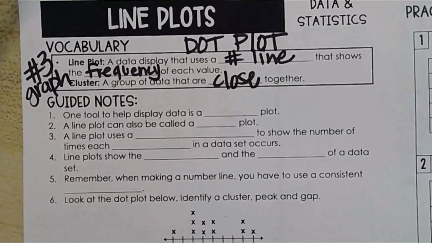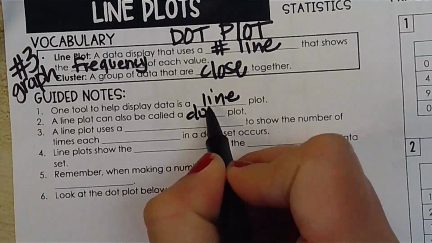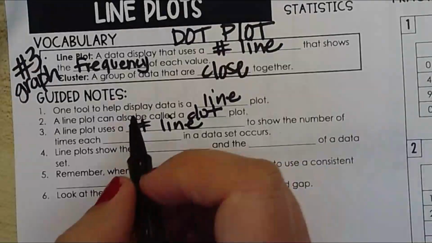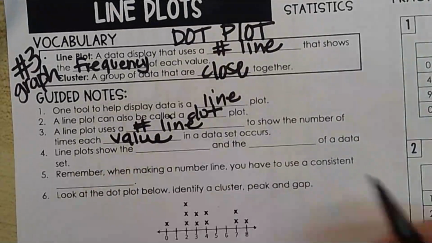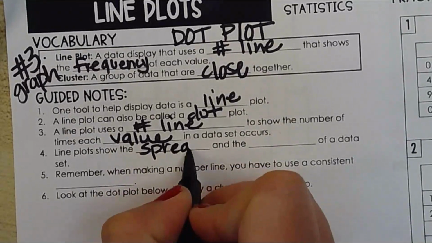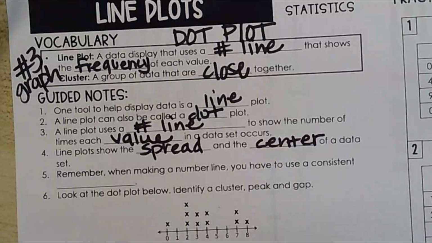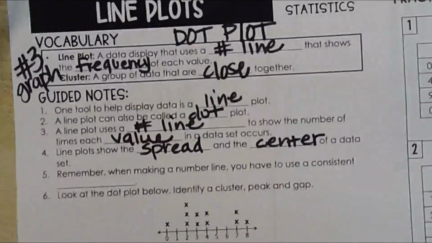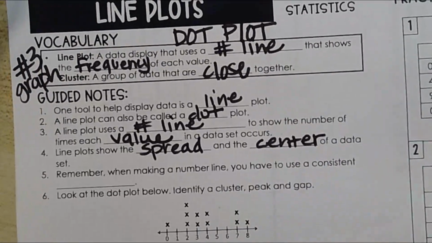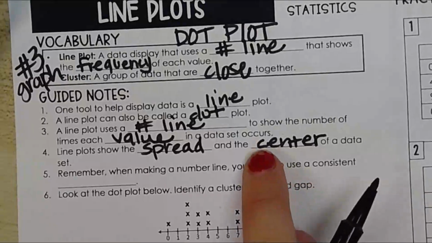So one tool to help display data is a line plot. It also is called a dot plot. And we are going to use a number line to show the number of times each value in the data set occurs. And the line plots show the spread and the center. And what that is saying when it says spread and center is that means you can see everything. You can see the range, interquartile range. That's why they said spread. They said center because you can see the mean, you can see the mode, you can see the median. That's why they said center.